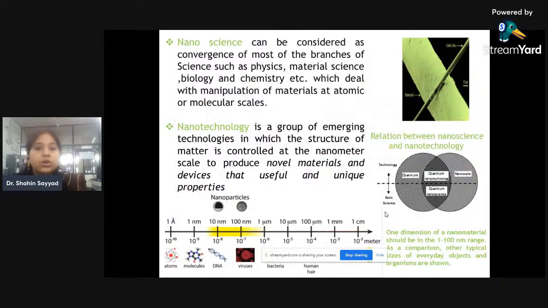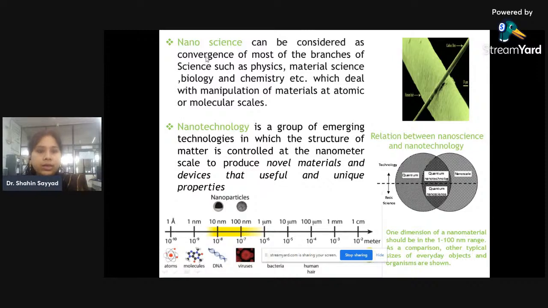Okay. So nanotechnology is a group of emerging technologies in which the structure of matter is controlled. Here the key term is control. We control matter at the nanometer scale to produce novel materials and devices which are useful and have unique properties.